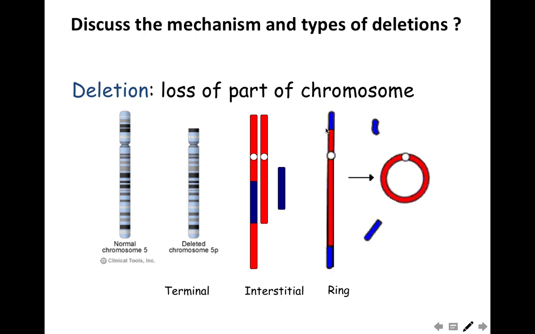And if there is a terminal break at the P arm and another at the Q arm and the ends stick together الكروموسوم يتحول شكله بدل ما كان straight linear يبقى شكله like a ring, and this is the ring type of deletion.